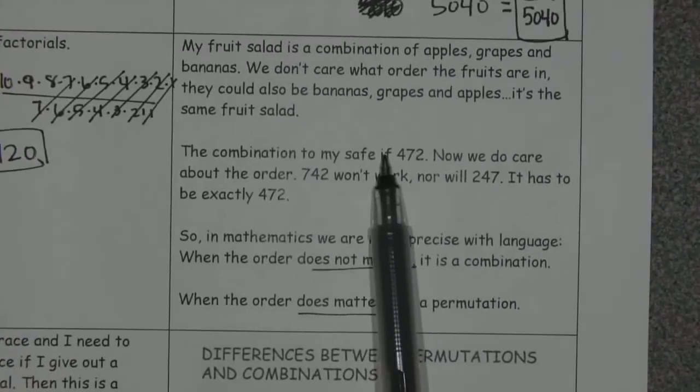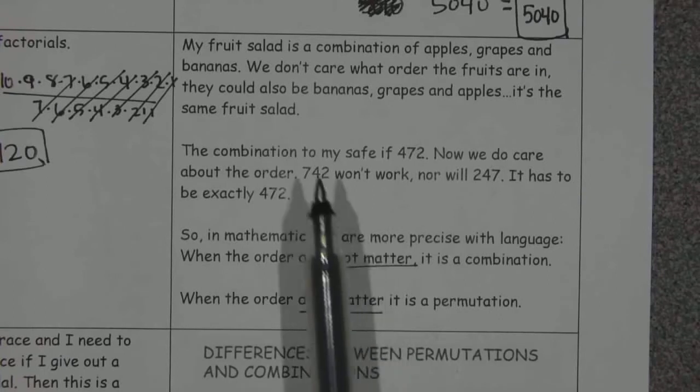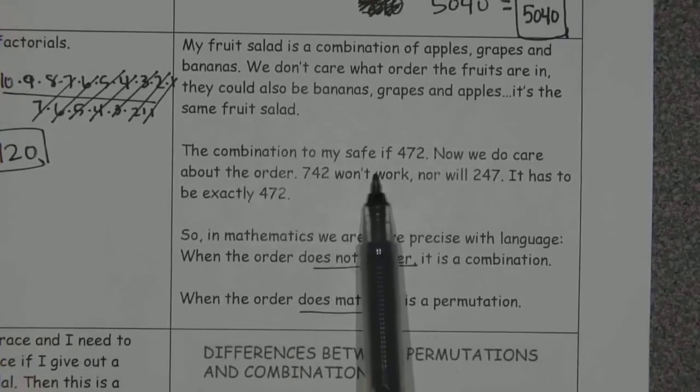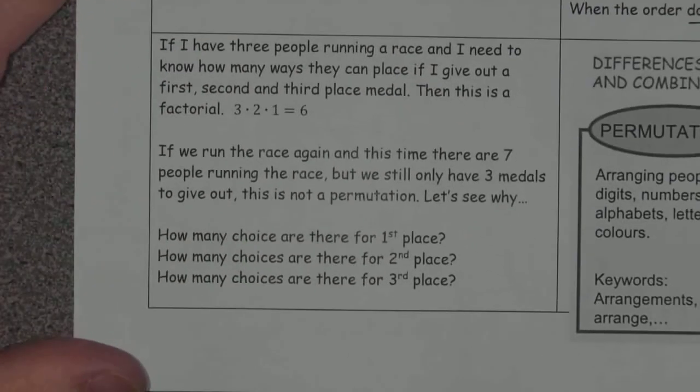Sometimes when we're doing stuff, order matters. When order matters, it's called a permutation. Sometimes when we're doing stuff, order doesn't matter. When the order doesn't matter, it's called a combination. Okay, so let's read these and see what's happening here.